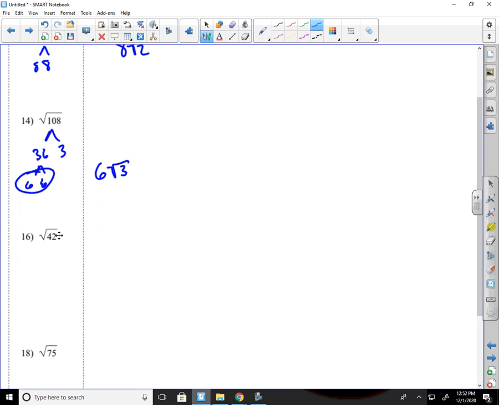42 breaks down to 6 times 7. We can break that 6 down further to 2 and 3, but that doesn't really do anything for me. This one will not simplify. It's just square root of 42. It's a little trick question for you.